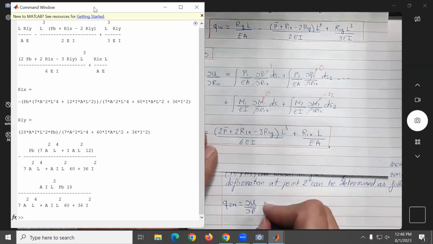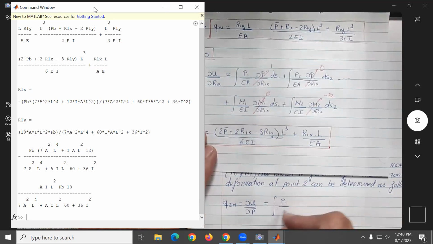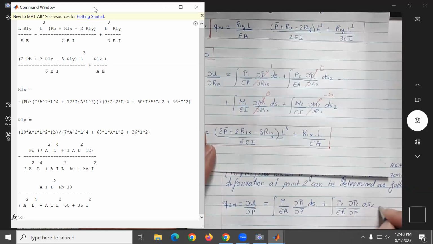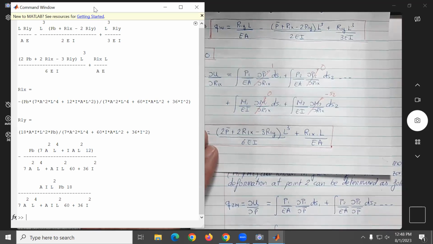So this will give us what? Integral of P1 over EA, partial P1 partial P bar, ds1, plus integral of P2 over EA, partial of P2 with respect to P bar, ds2, plus integral of M1 over EI, partial M1 over partial P bar, ds1, plus integral of M2 over EI, partial M2 over partial P bar, ds2.